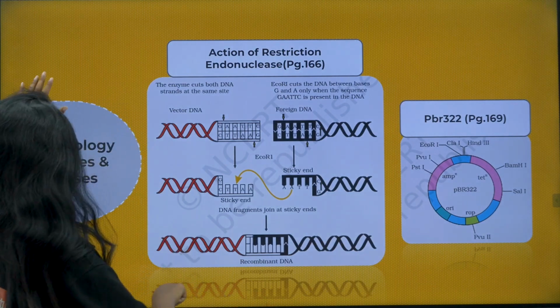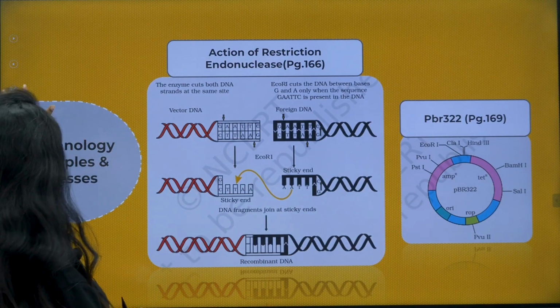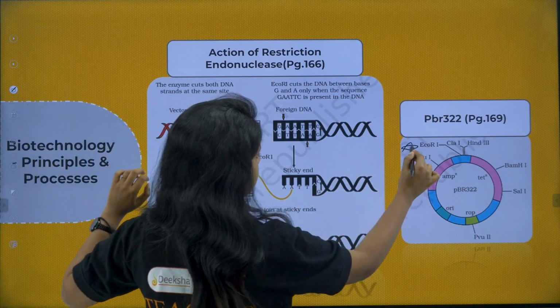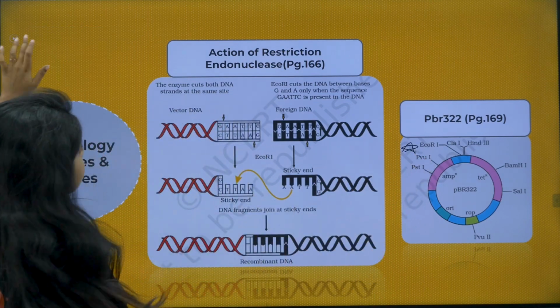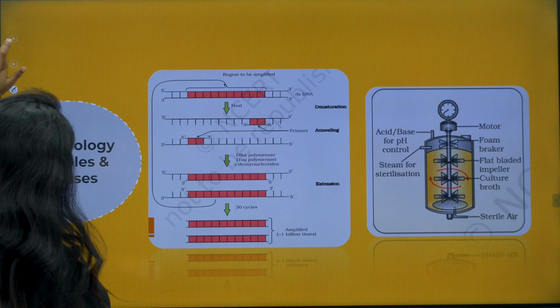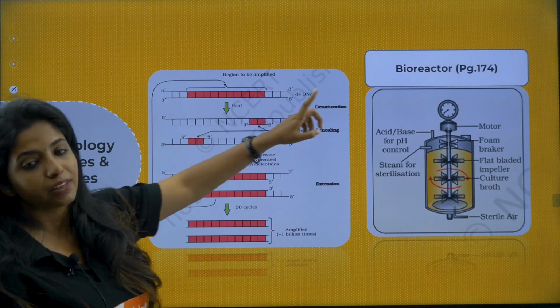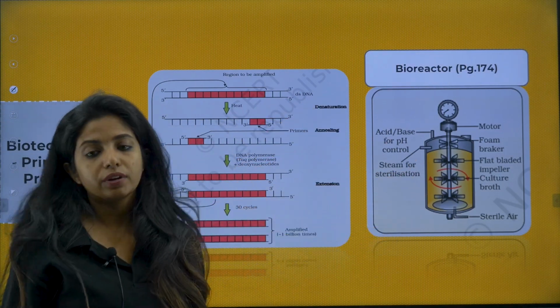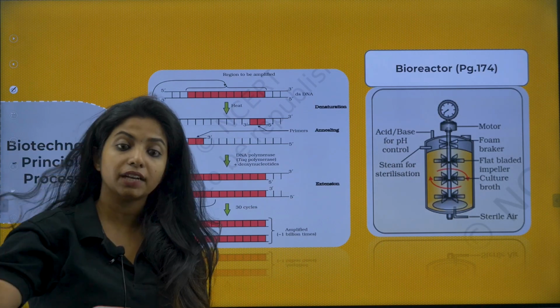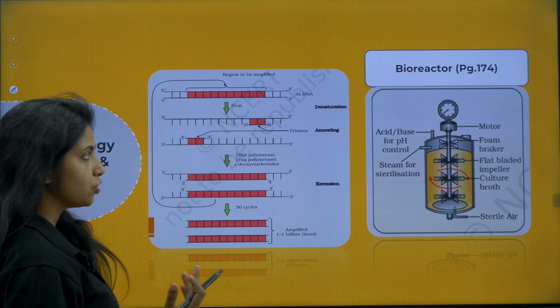Okay, going ahead. This is again something that is very important. Biotechnology principles and processes. The bioreactor is there. This is a stirred-tank bioreactor. So what is the use of it? Basically the air will be spread evenly. That is the use of it.